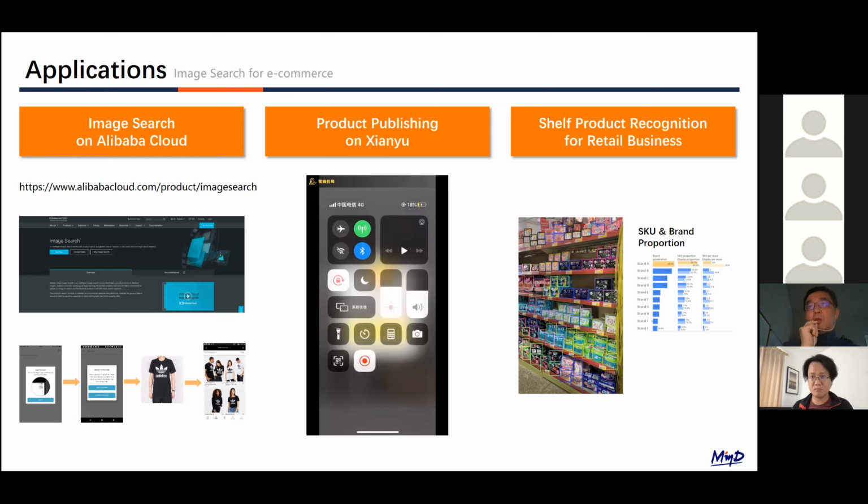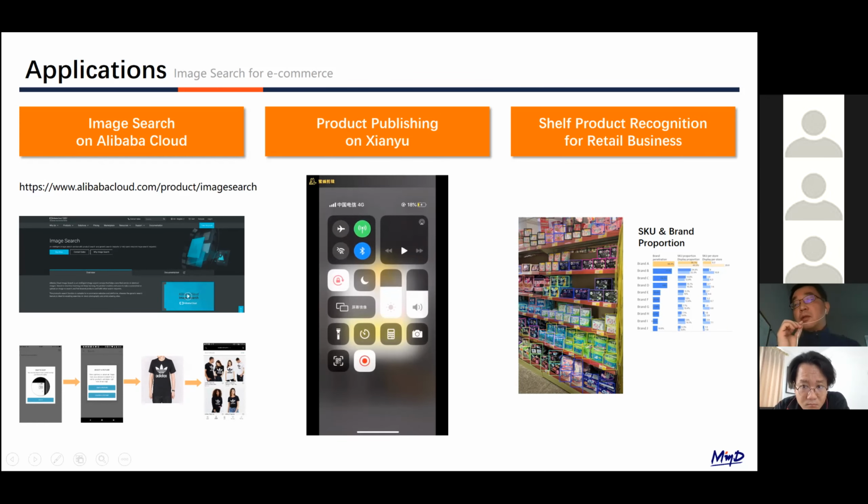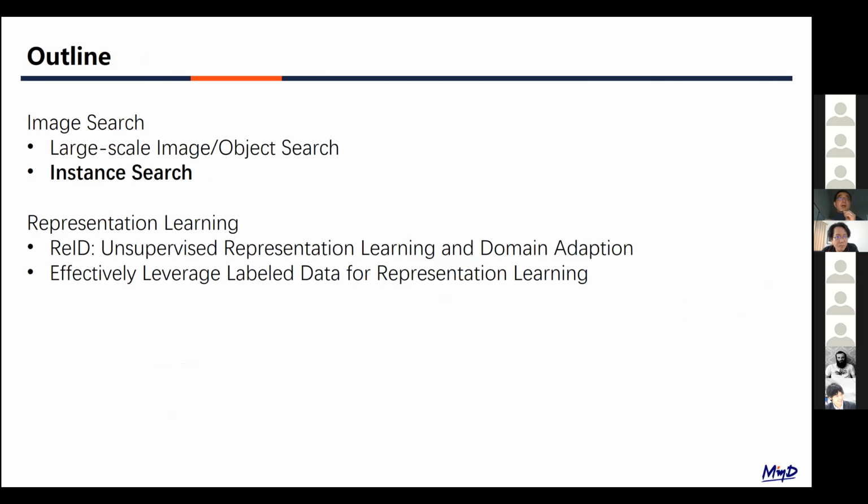And then finally, we utilize this image search technology on shelf product recognition for the retail business. This is a function where you can take a picture of the shelf. The system will automatically recognize all the different products being laid out on the shelf, and it is also able to come up with statistics that tell you which products are being laid out on which layers, and so on and so forth. Okay, so this is roughly the part that relates to the image search.